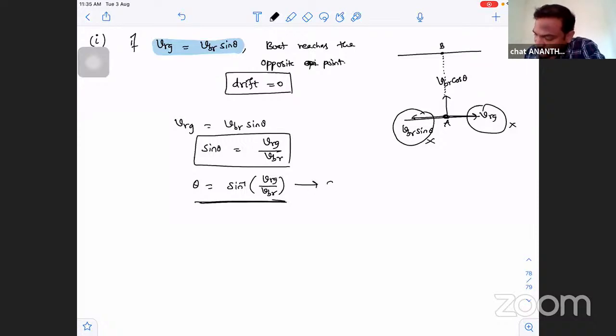So this is the angle maintained by the boatman with the perpendicular line to the river, so that he will reach the opposite point.